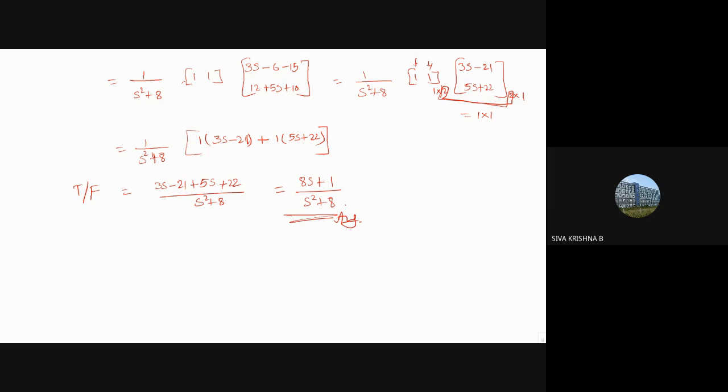Wn is nothing but the denominator, which is the characteristic equation (CE), because the transfer function means the closed loop transfer function. That is C by R, output by input. So the denominator becomes the characteristic equation. If you make this equal to 0, then you will find extra information.